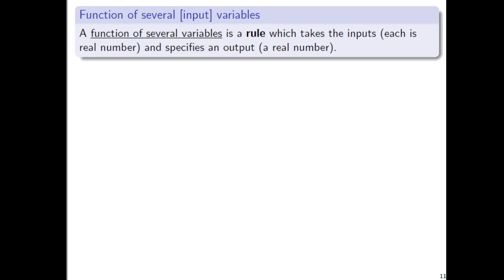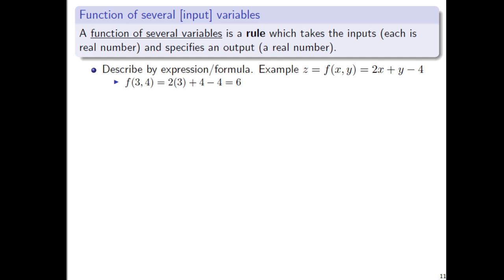Now we're going to look at a new type of function. So a function of several variables, or of several input variables, is a rule which takes the inputs, each input, by the way, is a real number, and specifies an output. That output will be a real number, a single real number. So we can describe this, first of all, by expression or formula. So for example, f of x comma y equals 2x plus y minus 4.